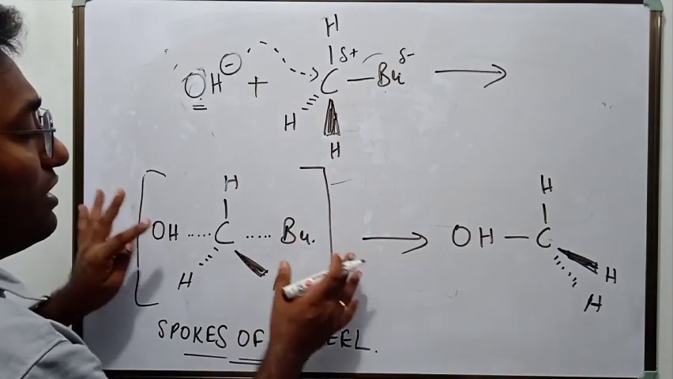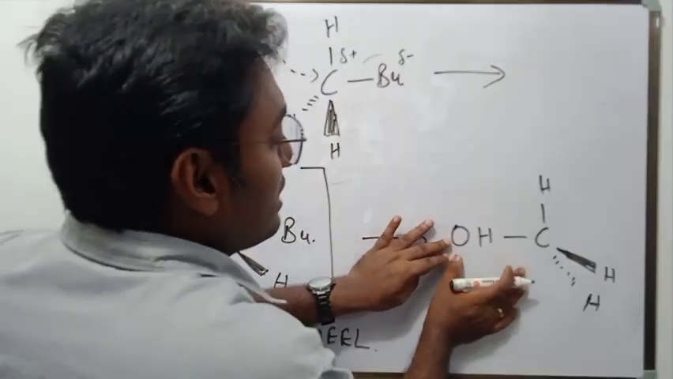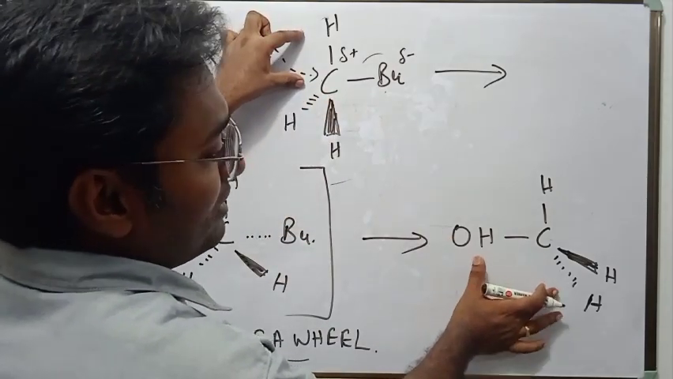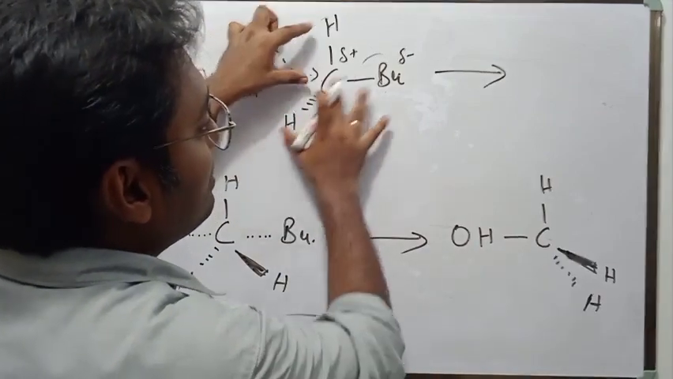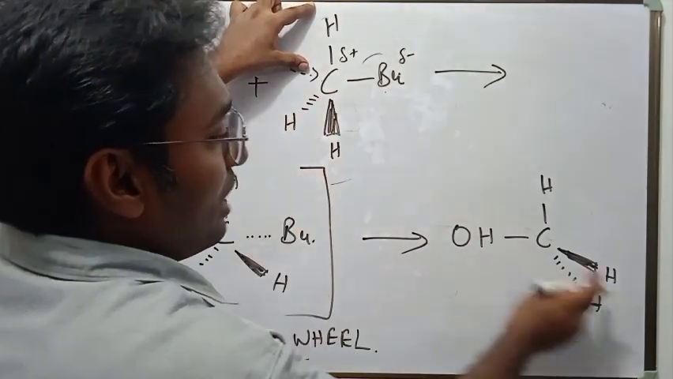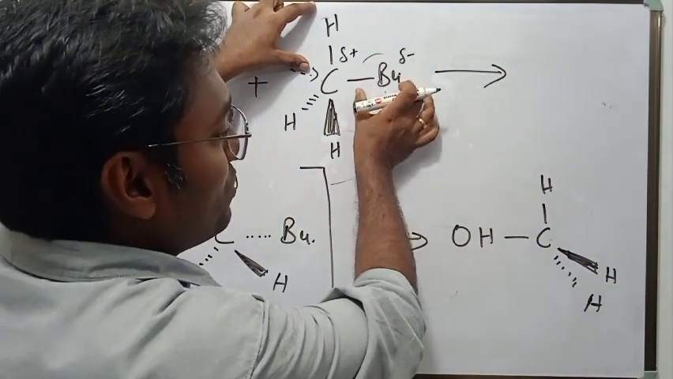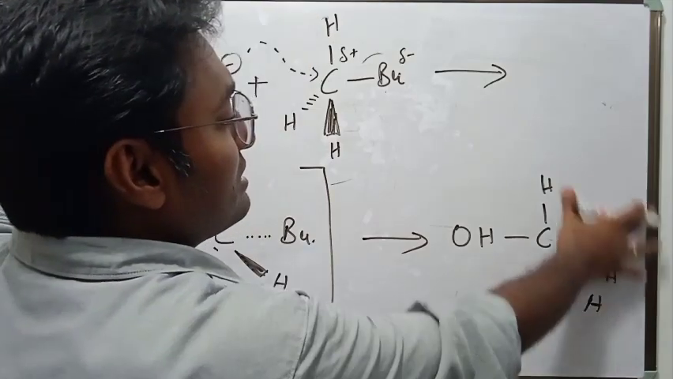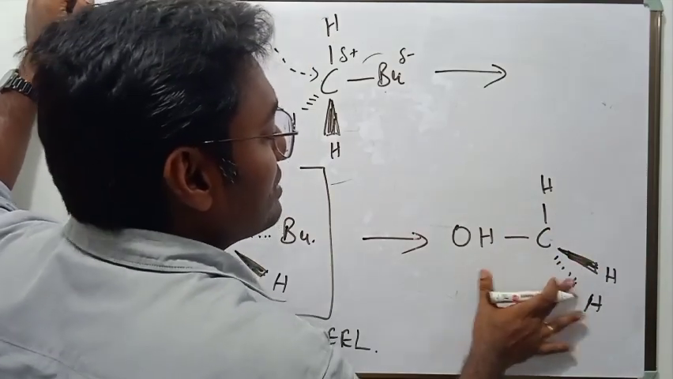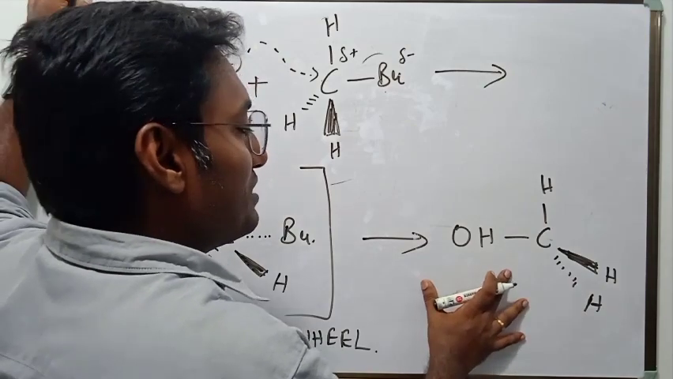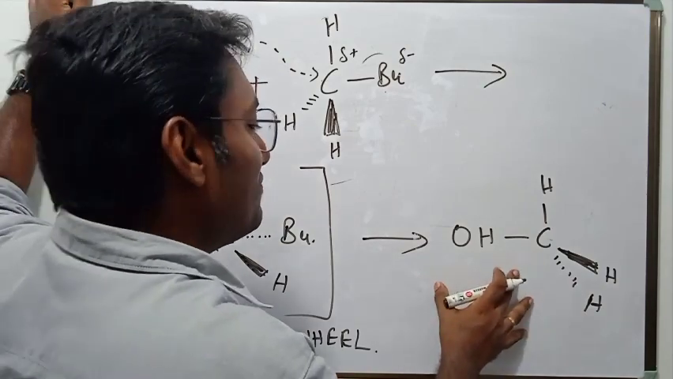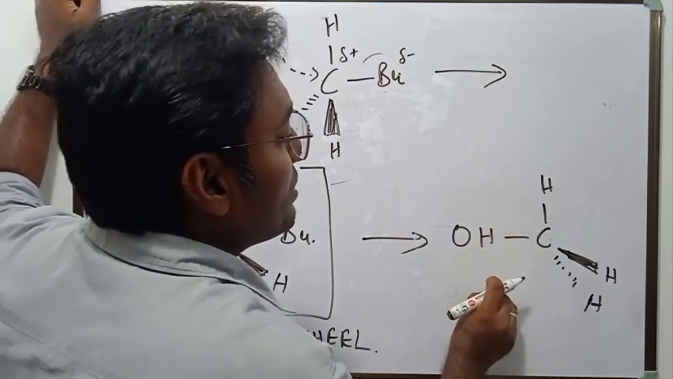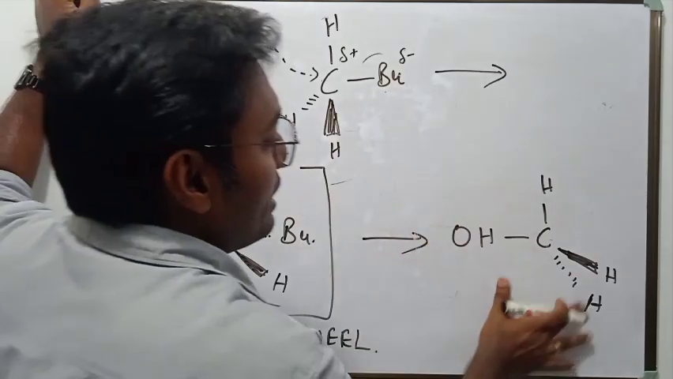And finally, what we get is this kind of product, which is actually an inverted product, right? Look at the configuration, how these atoms are lying. Look at these H, how they have got inverted. Look at this nucleophile, how it got inverted. An inversion of 180 degrees has occurred here. This type of inversion is referred to as Walden inversion. So we get a product of inverted configuration in the SN2 reaction.